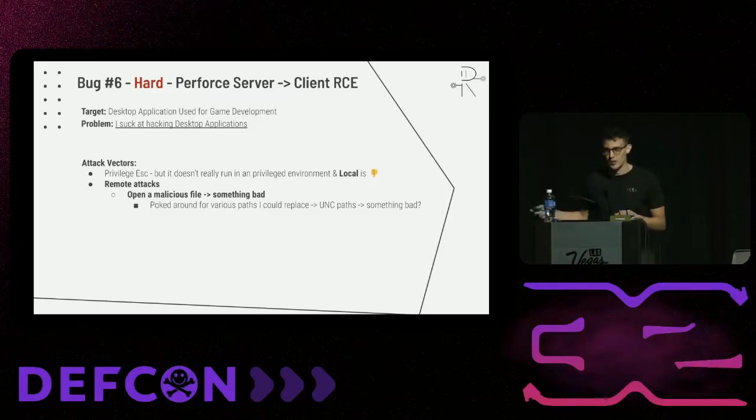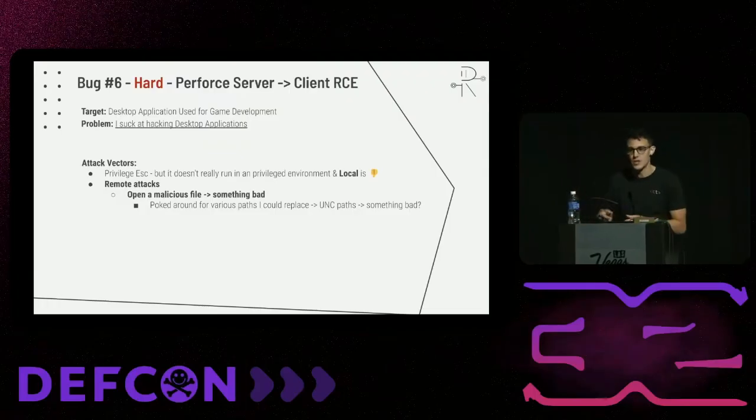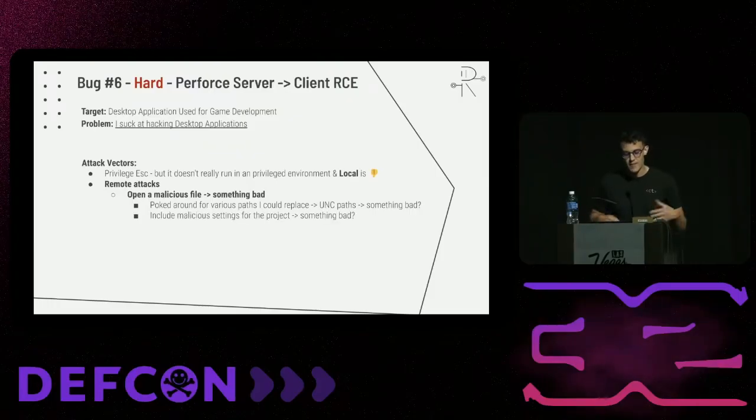So I broke apart some of the file extensions associated with this and looked at the structure. I was replacing paths with UNC paths to see if I could force it to reach out to a remote server. I found that you could include settings for a project in a file. That was kind of interesting, but I couldn't really do anything malicious with it at the time.